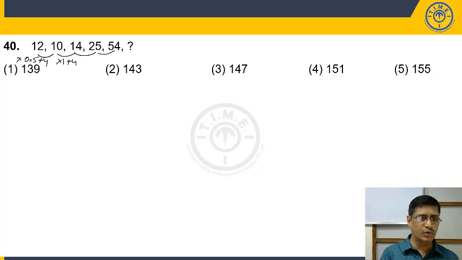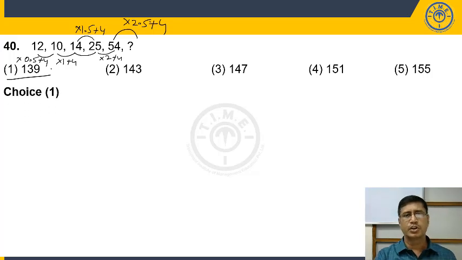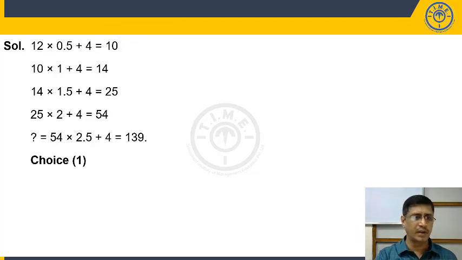Then what is the next value? I am multiplying here. How much? 1.5. 1.5 plus 4. The next value is into 2 plus 4. The next value into 2.5 plus 4. So when you multiply with 2.5 and add 4, what is the result? It will give 139 as a result. So the right choice is option number 1.